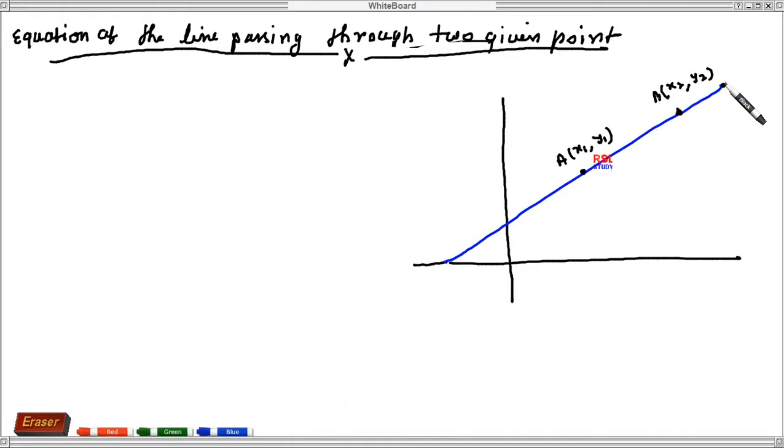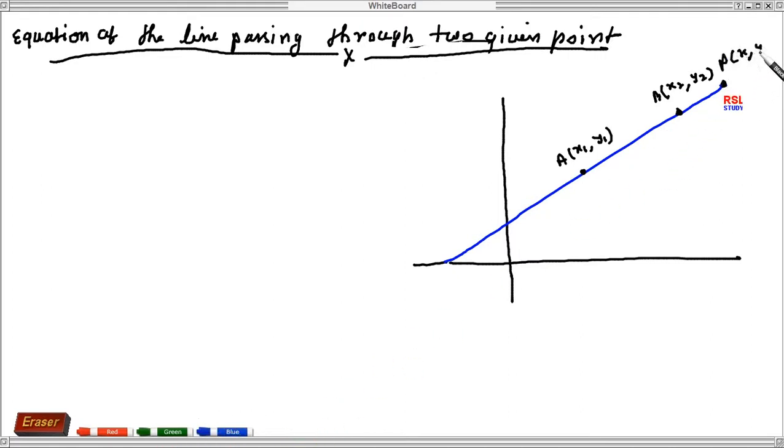This is a blue line which is passing through two points. The two points are A and B, whose coordinates are given. Now we will move further.